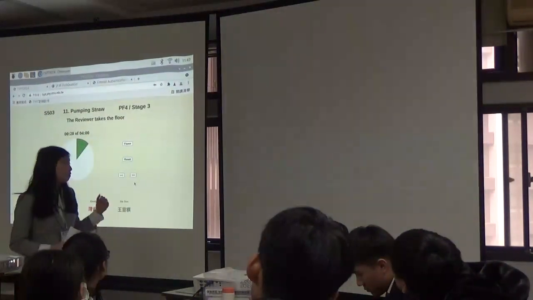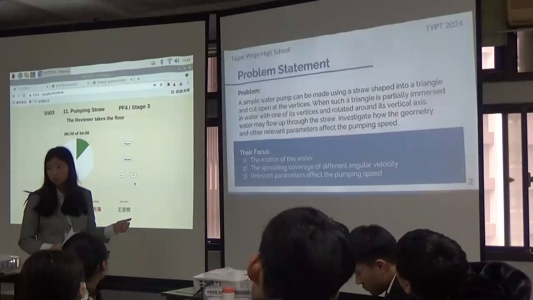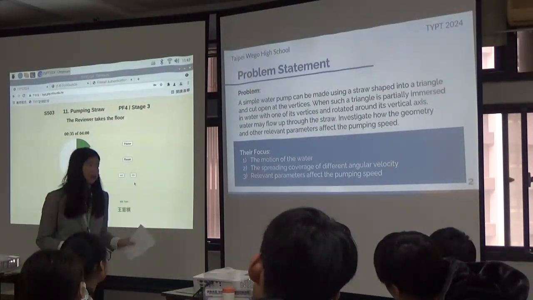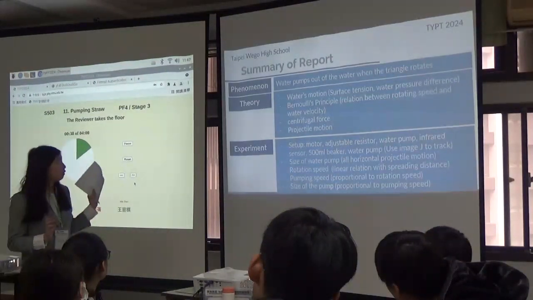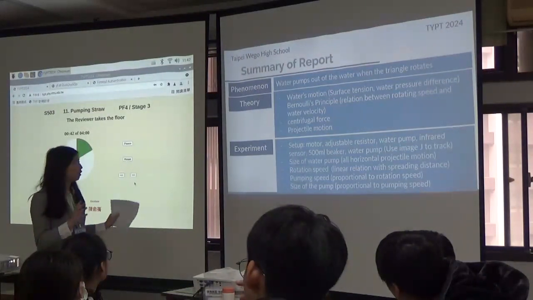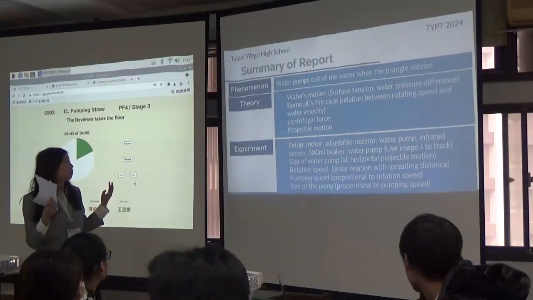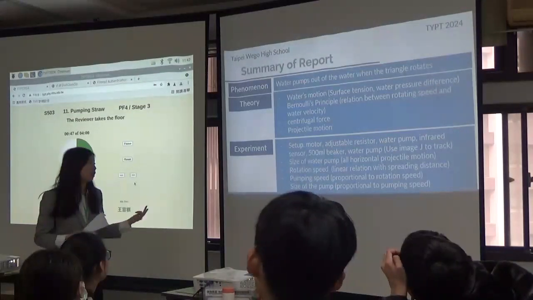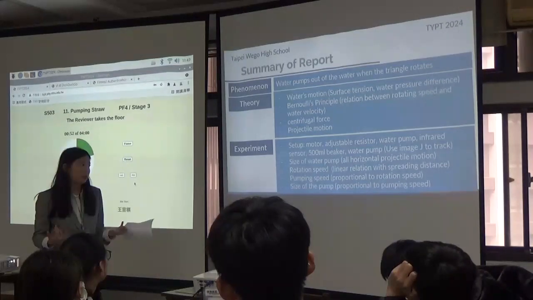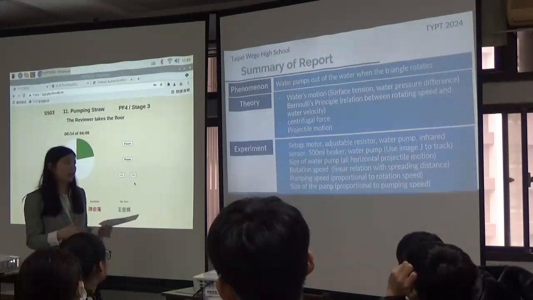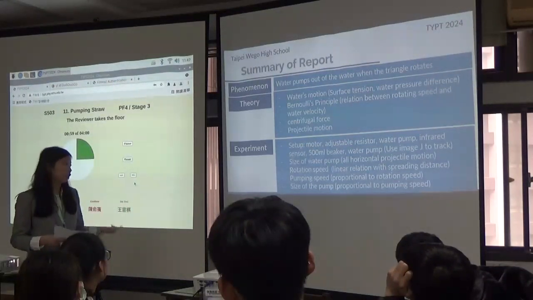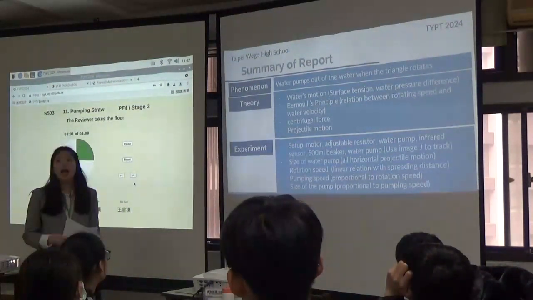Their focus is on the motion of the water and the spreading coverage, and how different angular velocities and the relevant parameters affect the pumping speed. The phenomenon is that the water will be pumped out when the triangle rotates. Their theory includes the Bernoulli principle, centrifugal force, and projectile motion. Their setup includes a motor, adjustable resistors, a water pump, an infrared sensor, and beakers. They include the size of the water pump, rotation speed, pumping speed, and the size of the pump as their parameters.